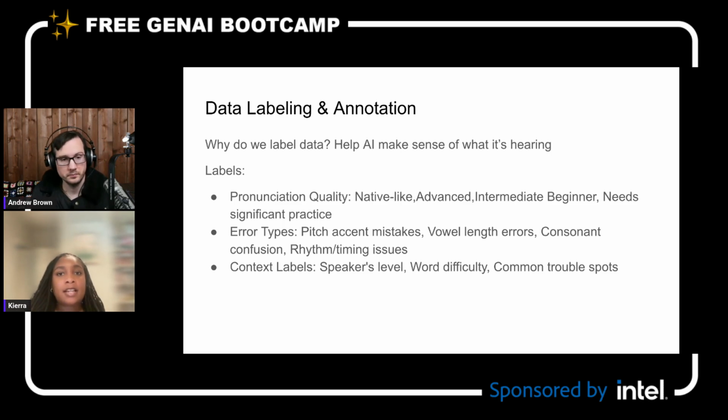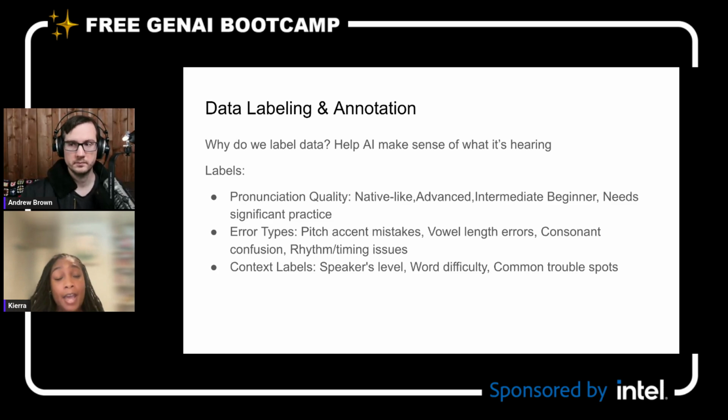So you want to think of data labeling like having expert Japanese teachers listen to thousands of recordings and then mark them back with detailed feedback. When we get a recording of "how are you" in Japanese, we don't just mark it as good or bad. We have to create detailed labels that capture everything an experienced teacher would notice.